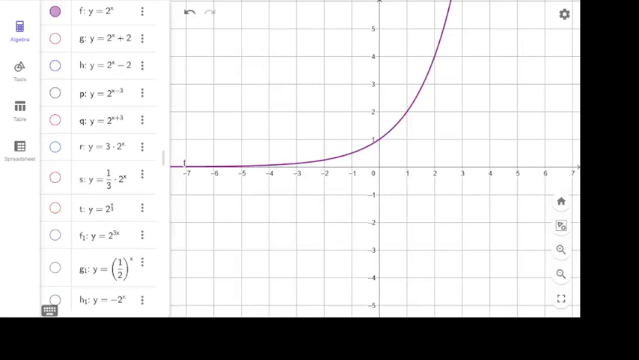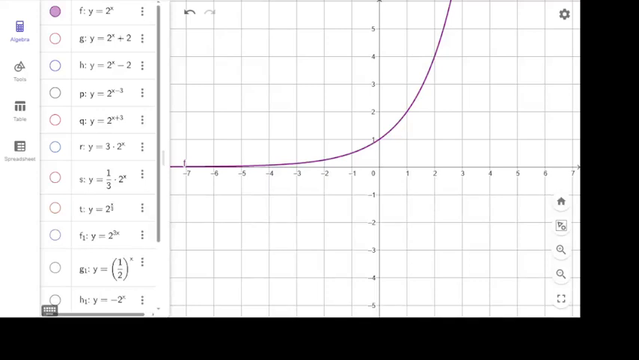We will see when x is 0, y is 1, it's my y-intercept, and my horizontal asymptote is y equals 0 here, but this graph never touches the x-axis. My range is from 0 to positive infinity. My domain is from negative infinity to positive infinity.